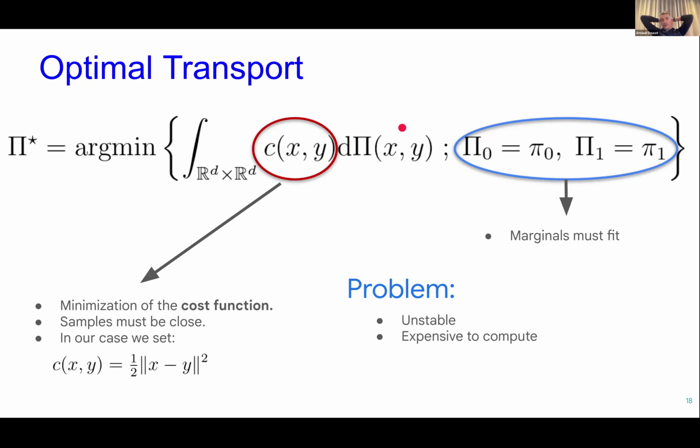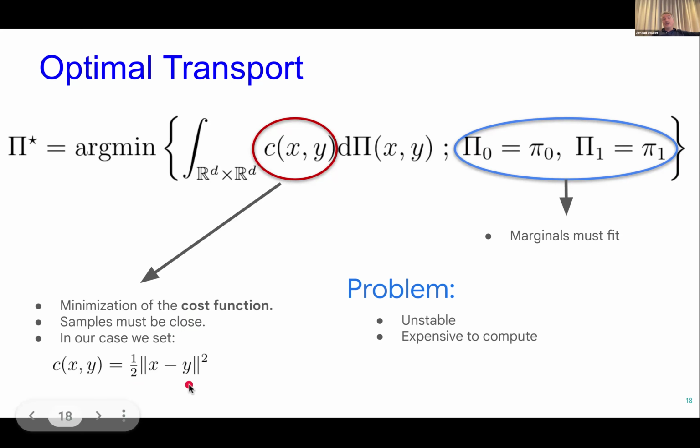Now what I want to do, instead of just trying to come up with any transport map between the distributions pi naught and pi 1, is find one that minimizes the expected cost. So I'm going to consider all the joint distributions which have marginals pi naught and pi 1, and I'm interested in finding the joint distribution which minimizes this expected cost. And the cost here, in my case, is simply the squared Euclidean norm.